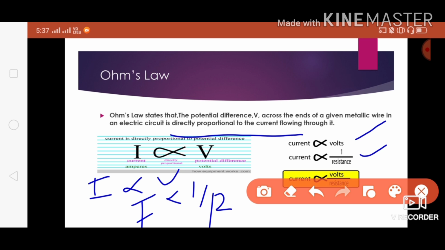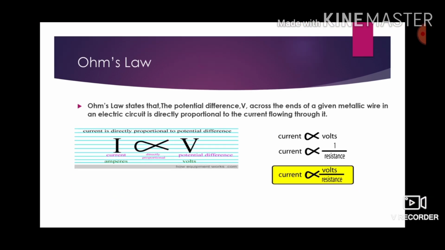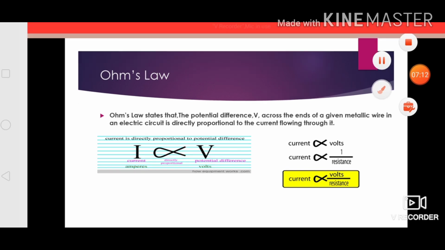So when current is directly proportional to voltage, and you remove this proportionality, we will get a constant, that is I is directly proportional to V and I is inversely proportional to R. When you combine, we get current is directly proportional to voltage and current is inversely proportional to resistance. So once again I'll give the statement of Ohm's law.